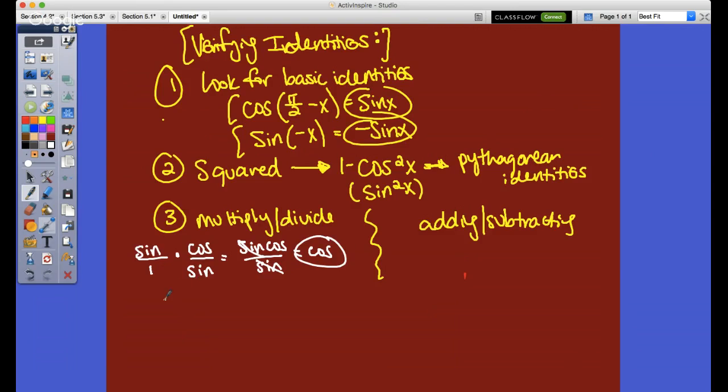Now, if I were to divide this, let's say I had sine over sine over cosine, right? I would take the bottom, flip it to the top, and what would be happening is this sine, which would be over 1, is multiplied by the reciprocal, which would be cosine over sine, because again, if I divide, I flip the bottom to the top, and then I cancel. Little cancel party gets me to cosine. So that would be more multiplying and dividing.